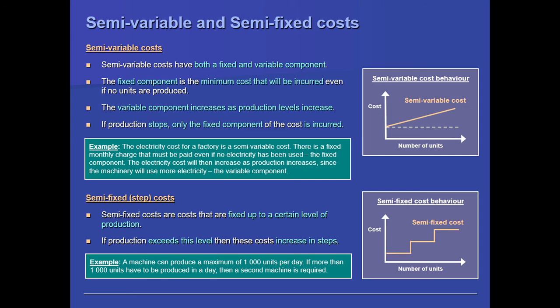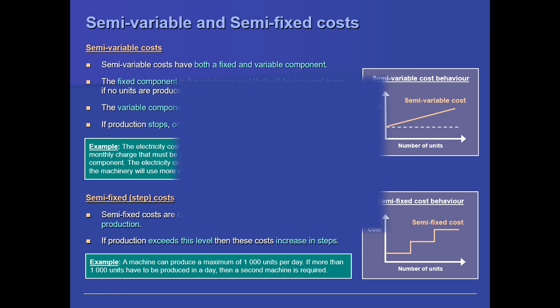Semi-variable, they are fixed up to a certain point, and then after that point, they vary according to the production, according to the number of units produced.